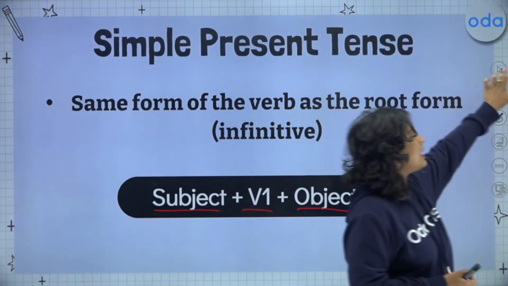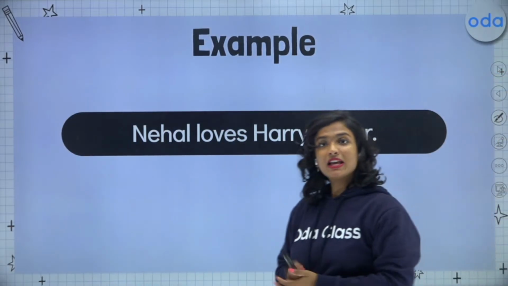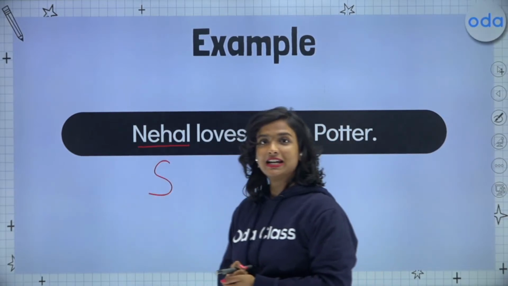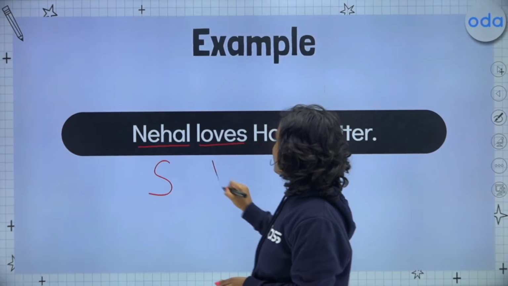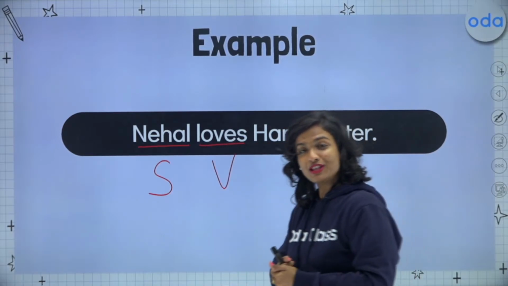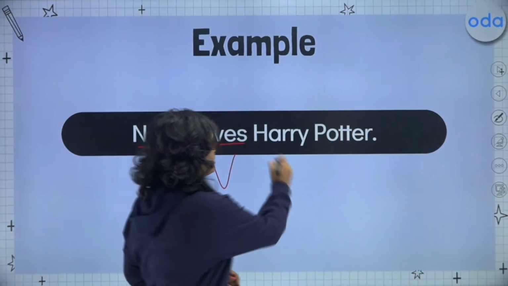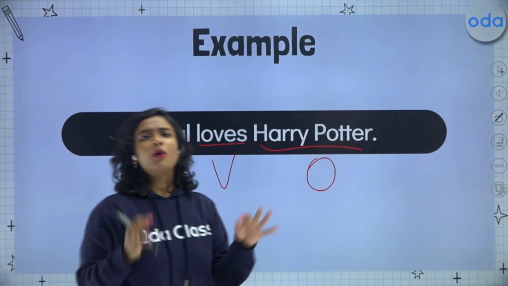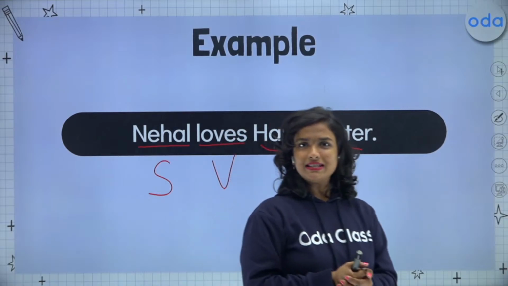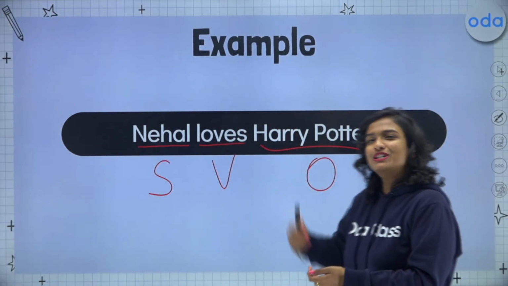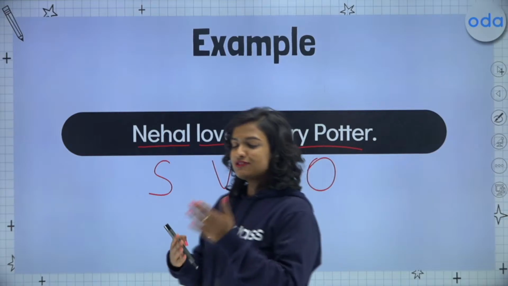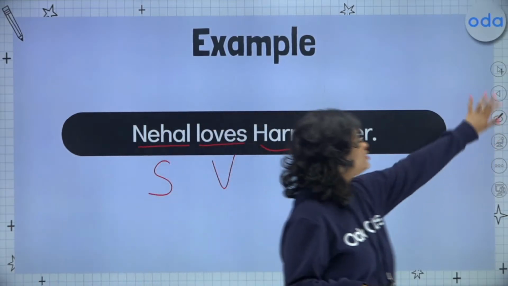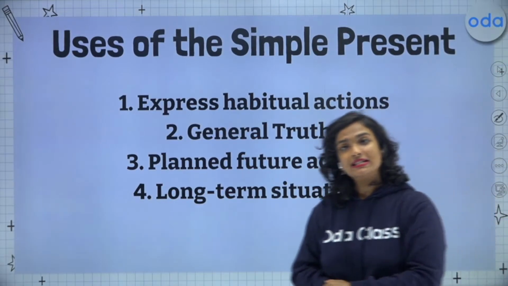Let's take one more example. Nehal loves Harry Potter. So here we have our subject Nehal. We have our verb, the infinitive form, loves. And then we also have our object, which is Harry Potter. So making sentences in the simple present tense is, for lack of a better word, simple. Subject, verb, and object. Now let's talk about when we use the simple present tense.